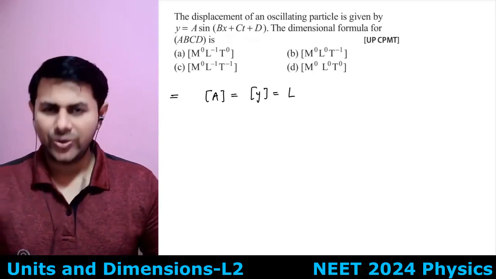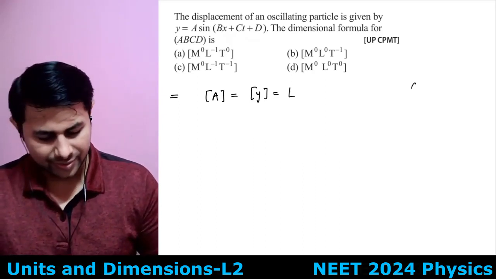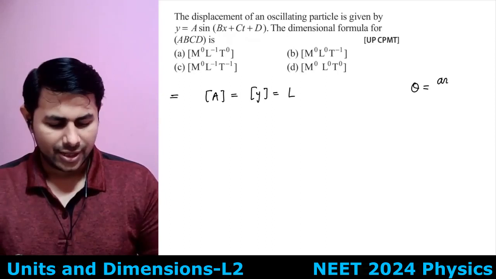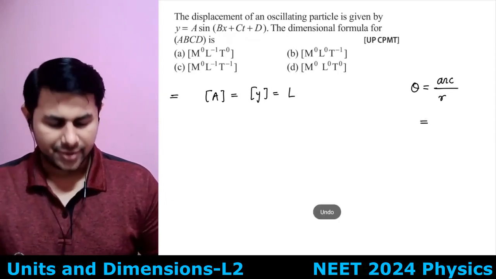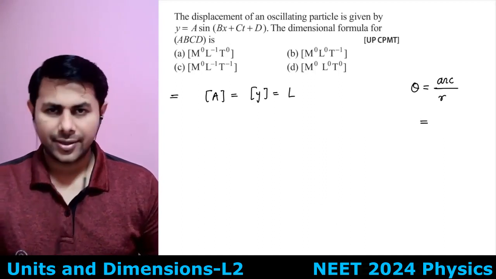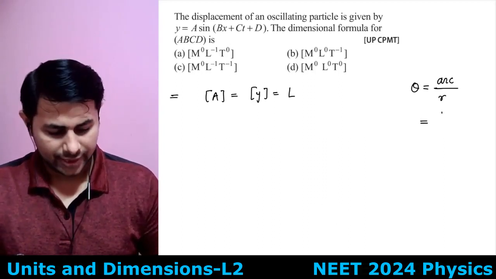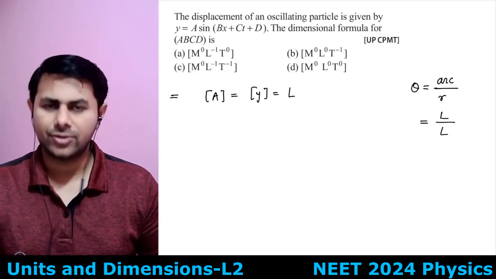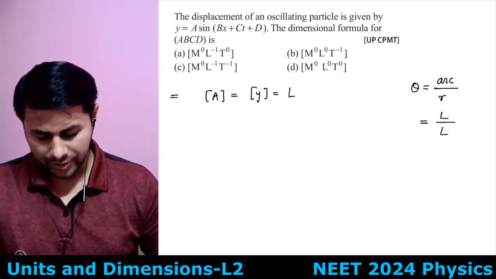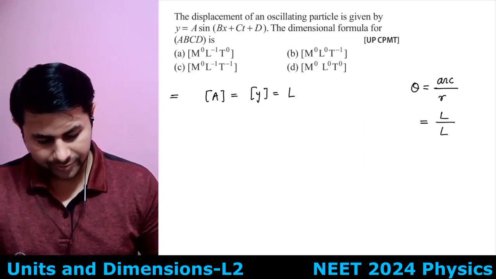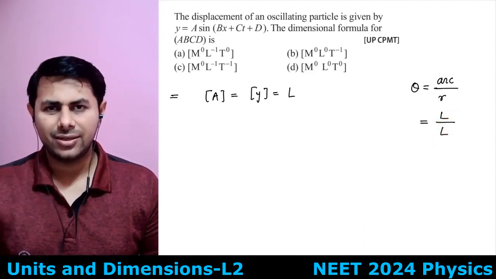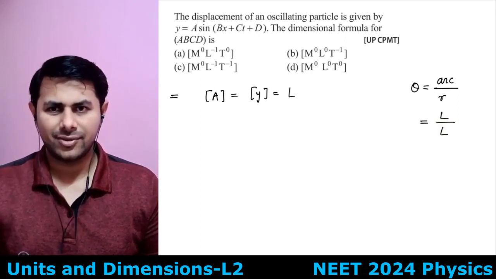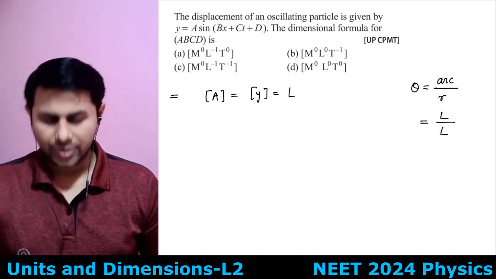How do we define angle? Theta equals arc divided by radius. The length of the arc has dimensions of length, and the radius also has dimensions of length. So length and length get cancelled out. So what are the dimensions of theta? It is dimensionless, it has no dimensions.